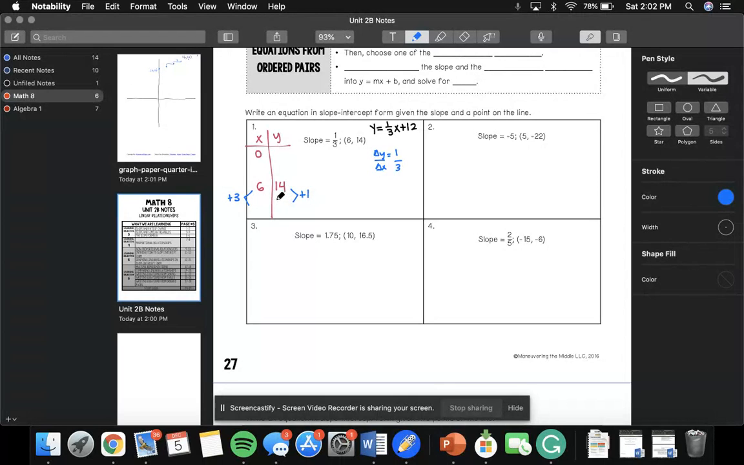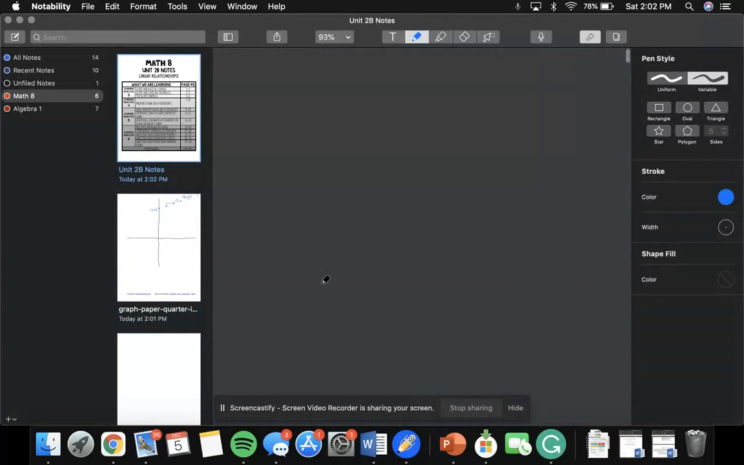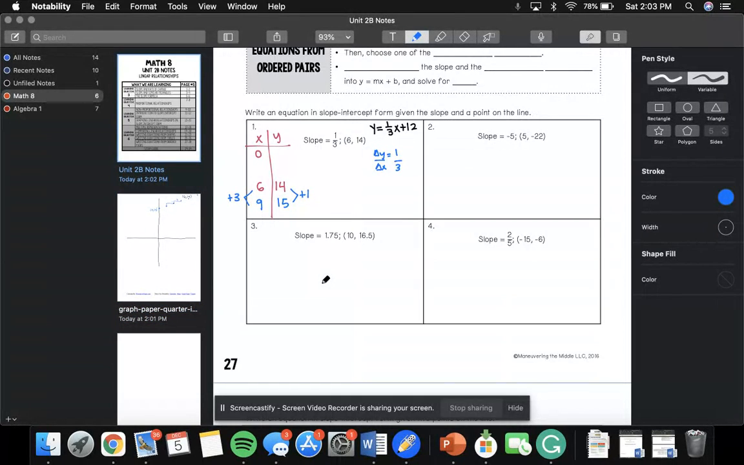So if I add 1 to 14, I get 15. If I add 3 to 6, I get 9. And if you look at the graph, the point (9, 15) I plotted was right here. Again, my goal is not to go forward. I want to go backwards to find when x is 0. So instead of adding 1, I'm going to take away 1, so I'm at 13. And instead of going up 3, I'm going to go backwards 3. So 6 minus 3 is 3.